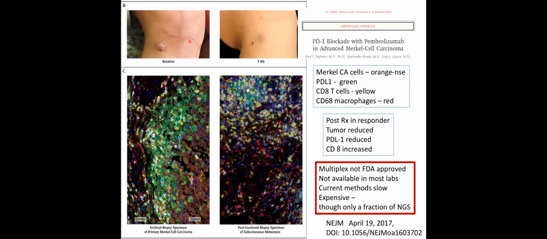It is relatively expensive in relationship to a double or triple stain, but I should point out, in fact will point out, that it's still only a fraction of NGS. It's less than $1,000 versus more than $5,000, and it can be done in a couple of 3 days as opposed to a couple of weeks. So there are huge advantages of this methodology.